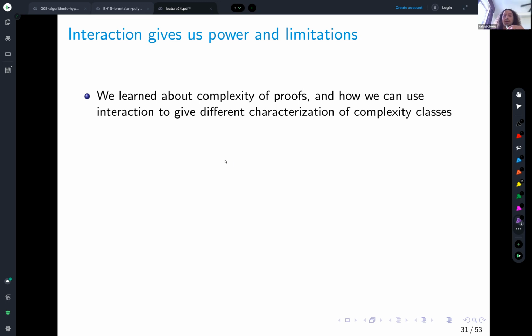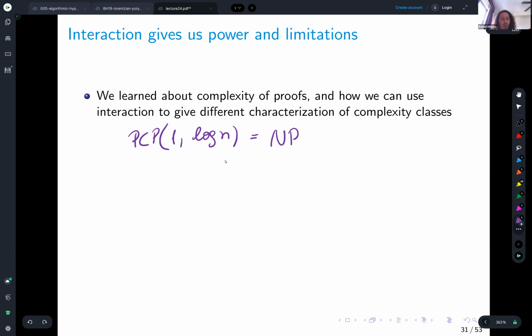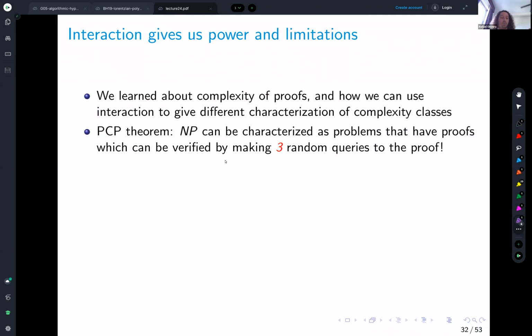We learned that PCP(1, log n) was equal to NP, right? So interactive proofs are equal to NP. NP can be characterized as problems that have proofs which can be verified by only making 3 random queries to the proof, right? The proof is really big, but you only need to check 3 bits of the proof, and you're able, with high probability, to detect whether the proof is correct or not.